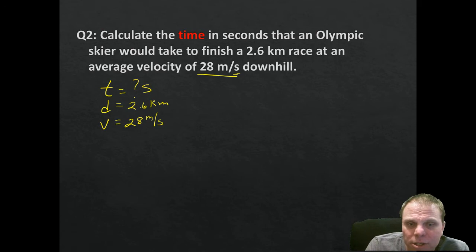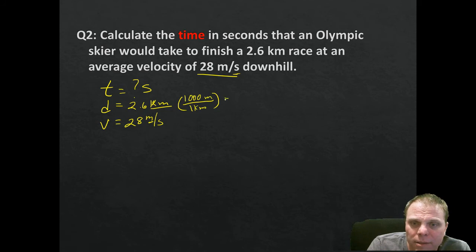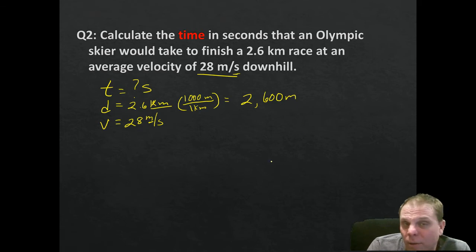Now, you should notice something really important right here, that one of them is in kilometers and one of them is in meters. And in order to go through with this problem, we need to make sure that we have these in the same unit. And so let's go ahead and convert 2.6 kilometers to meters. And so what we would do is we'd say, okay, for every 1 kilometer, we have 1,000 meters. And so now we get an answer of 2,600 meters is our value that we're going to plug into our equation.